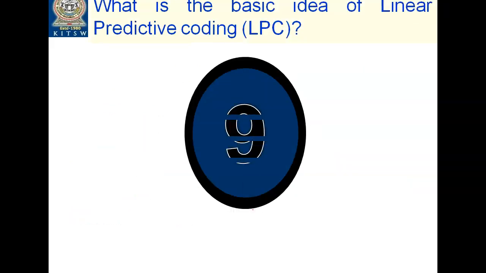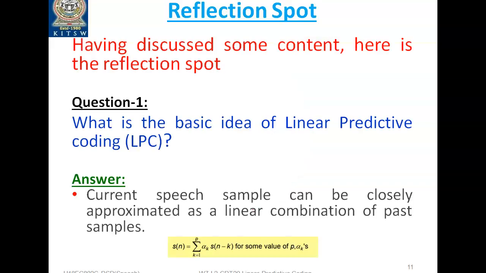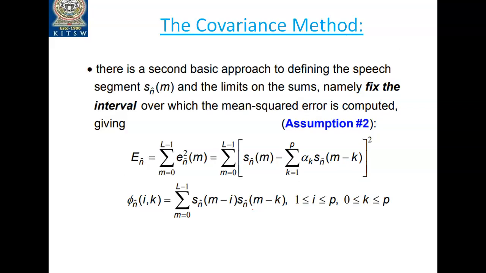We have already seen this, right? What is the basic idea of linear predictive coding? The current speech sample can be closely approximated by a linear combination of the past samples. Now the covariance method is the second basic approach to define the speech segment and the limits on the sums, namely fixing the interval over which we compute the mean square error. This is En squared of m, the energy of the error signal that we already know.